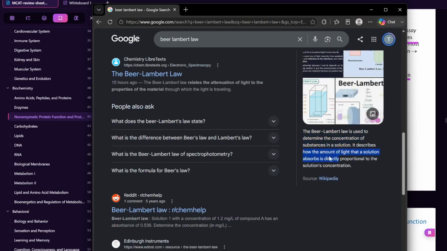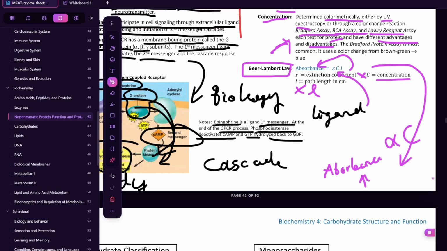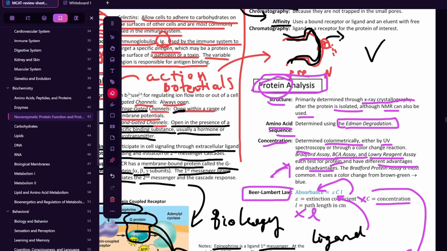So how much light that solution absorbs is directly proportional to its concentration. So absorbance is proportional to C, concentration, in this formula. If you have high absorbance, then you have a high concentration. If you have low absorbance, you have a low concentration of the proteins.